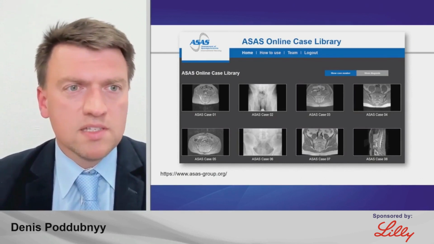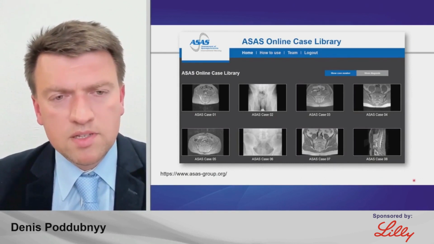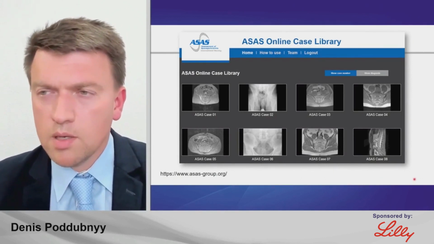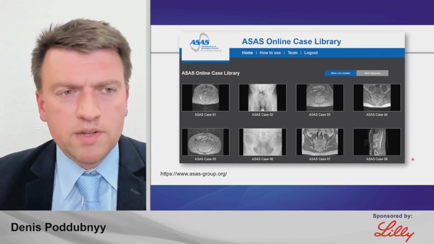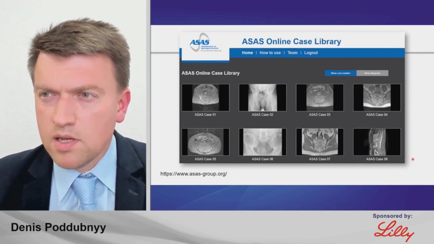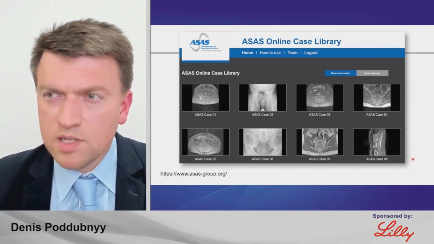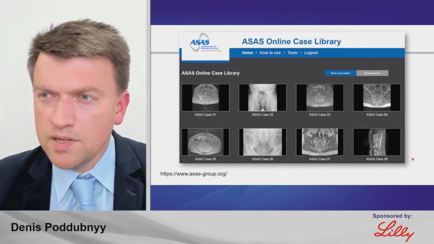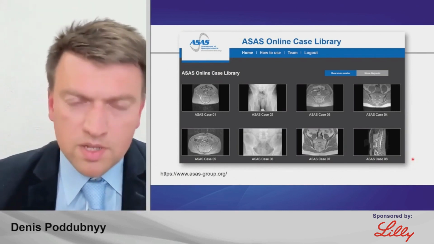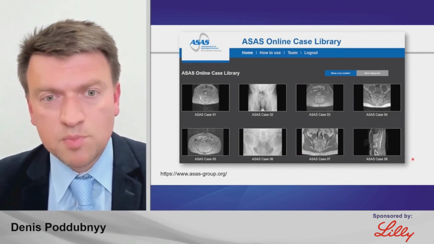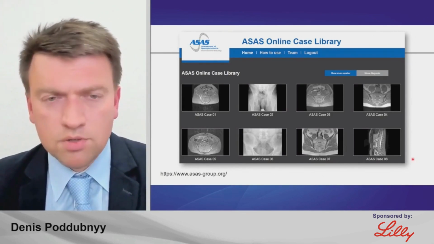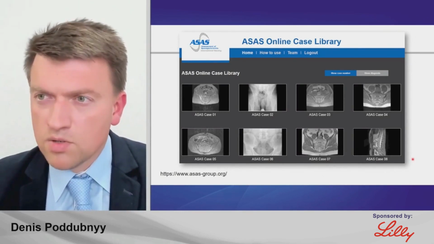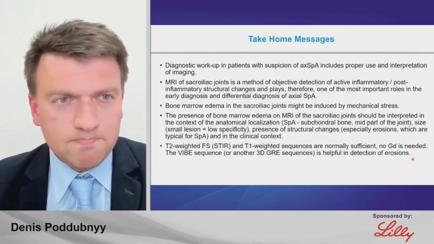And what you see here is ASAS's online case library. This is an educational ongoing project where you can see quite a number of examples of patients presenting with suspicion of spondyloarthritis, with and without a final diagnosis of axial SpA, where there is quite detailed explanation of the clinical picture, lab findings, and also imaging findings.